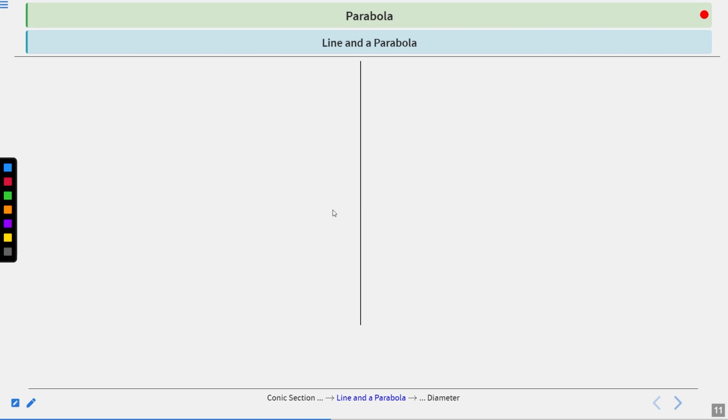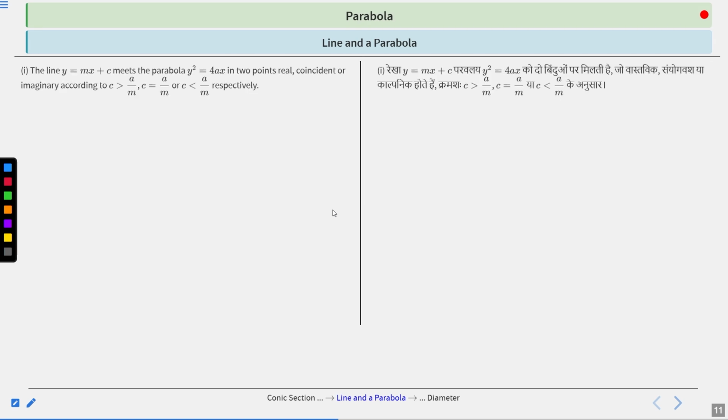So line and parabola. Let's see. The line y = mx + c meets the parabola y² = 4ax in two points real, coincident or imaginary according to c < a/m, c = a/m, or c > a/m respectively. Clear?